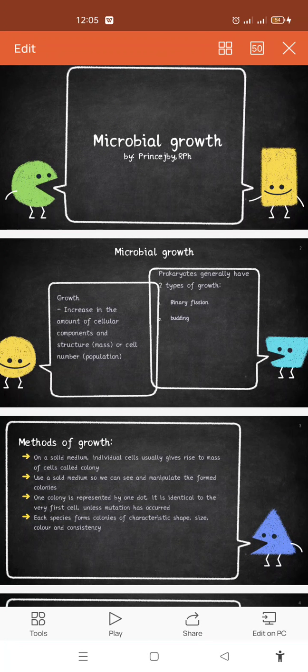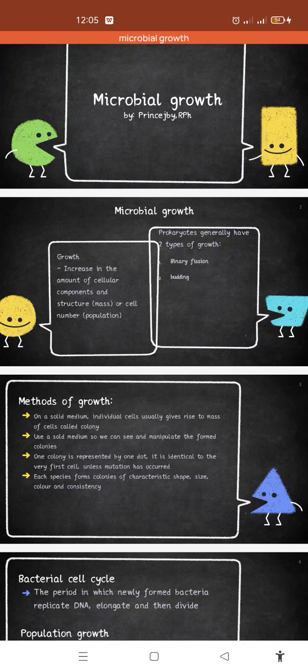Good morning, class. This will be the first topic for our semifinals, microbial growth. First, let us define growth. Growth is the increase in the amount of cellular components and structure or cell number, which is your population. Your structure is the mass, and your cell number is the number of the population.